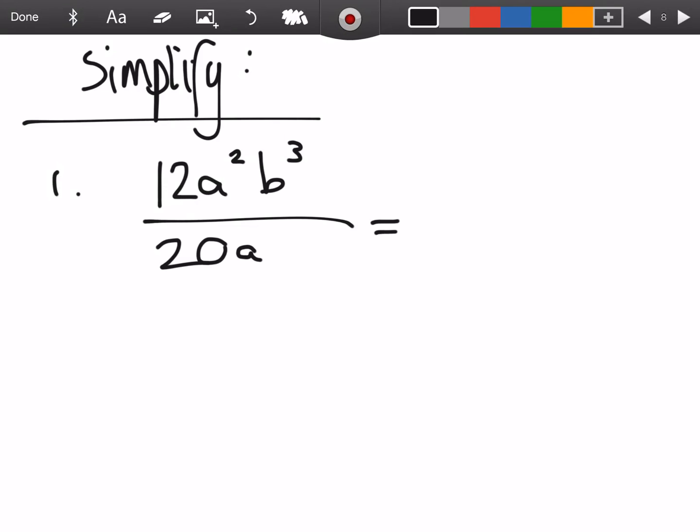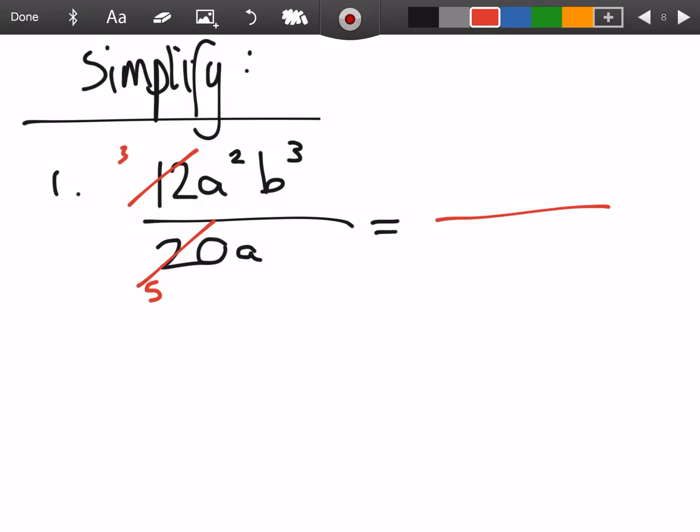Okay. Right, look at your numbers. 12 over 20. We can do a wee bit of simplifying with the numbers. Divide the top and bottom by, what's the highest number that goes into them both? Divide them both by 4. So that's going to be a 3 and that's going to be a 5.